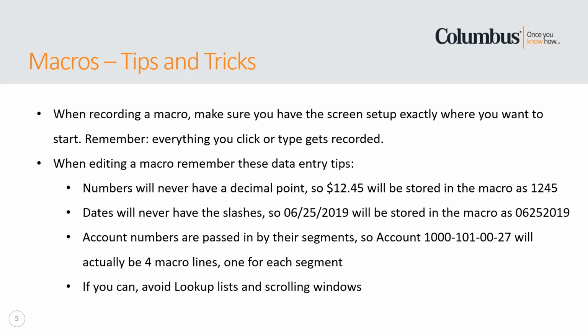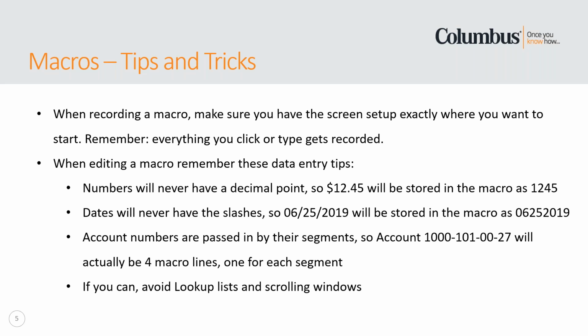Date's the same thing. We don't store the date with the slashes in it. It needs to have the full 8 numbers. It can work with 6 numbers, month, day, year, but it's best if you fill in the whole date. Account numbers also can be a little bit fun. They get recorded by segment. So even though you're looking at a field supposedly on a screen, when you're typing in that account number, you're typing in each segment in separate little spots, and in a macro, they get recorded as separate little spots as well.